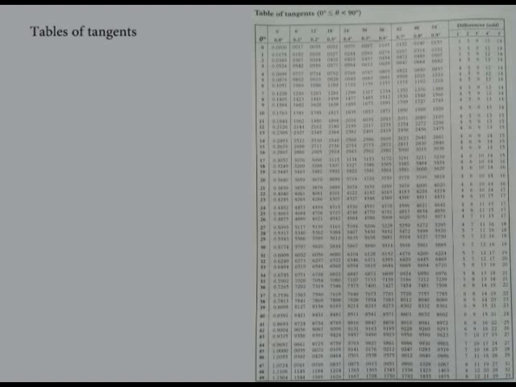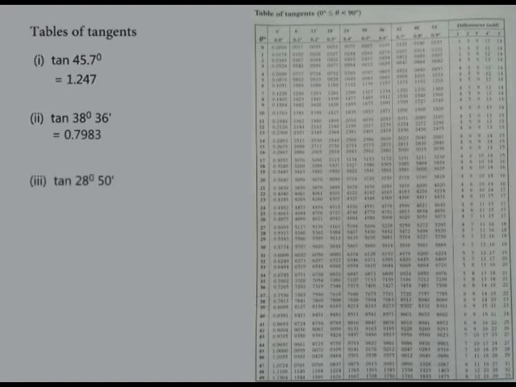For example, tan 45.7 degrees. 45 is here, meets with 0.7 here, and the number is 1.247. Notice that 45.7 is the same as 45 degrees and 42 minutes. Tan 38 degrees and 36 minutes. 38 degrees is here, and 36 minutes is here. They meet here, and the number is 0.7983.